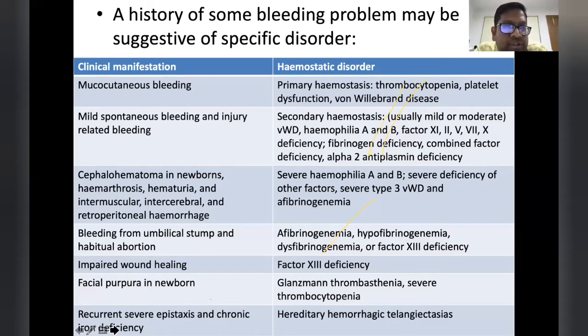Septal hematoma, hemarthrosis, hematuria, intramuscular bleeding, intracerebral bleeding, retroperitoneal hemorrhage indicate deep bleeding, like severe hemophilia A or B, or severe type 3 von Willebrand disease, or afibrinogenemia. Similarly, umbilical stump bleeding, delayed wound healing, habitual abortion, you have to look into fibrin stabilizing factors like factor 13 or fibrinogen, hypofibrinogenemia or dysfibrinogenemia. Impaired wound healing, factor 13 deficiency, facial purpura can be seen in Glanzmann thrombasthenia or severe thrombocytopenia. Recurrent severe epistaxis and chronic iron deficiency, you might be dealing with hereditary hemorrhagic telangiectasia.